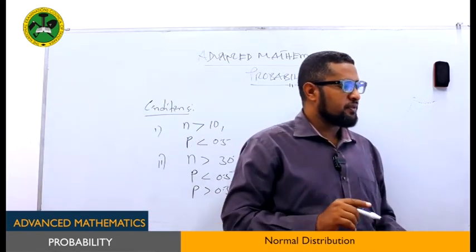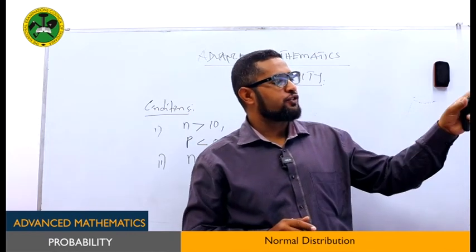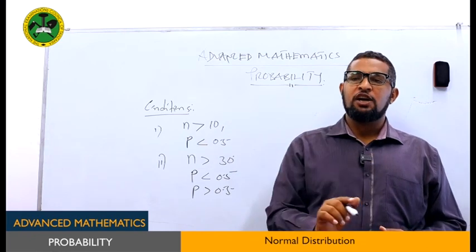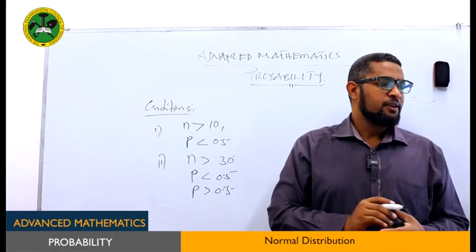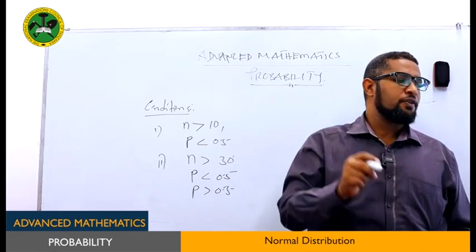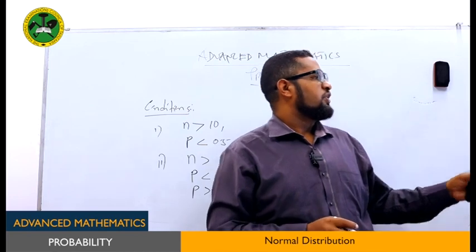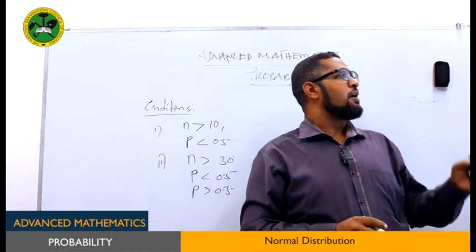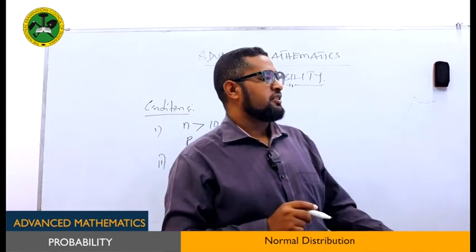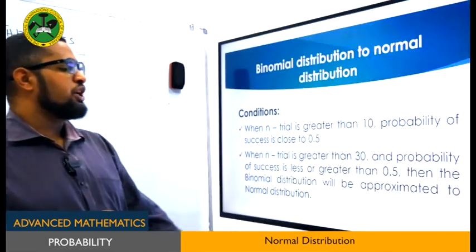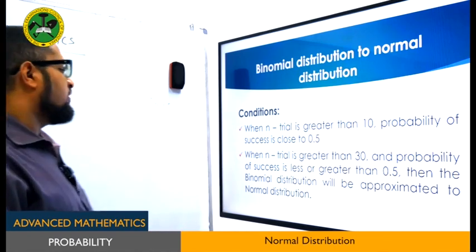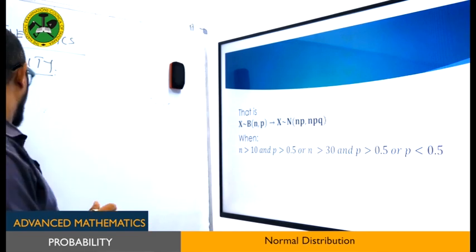But what makes you approximate is the number of trials. So if the number of trials is greater than 30 and the probability is either less than 0.5 or greater than 0.5, then you are supposed to approximate that binomial distribution to the normal distribution. So for that case, this binomial distribution will be approximated to the normal distribution. Now let's see, how do we write?